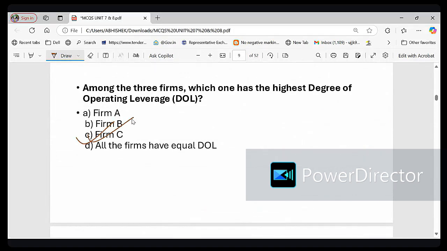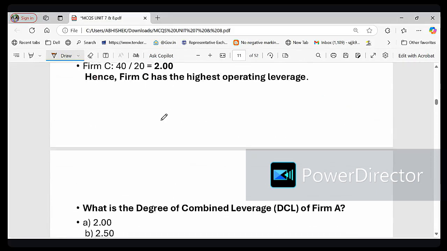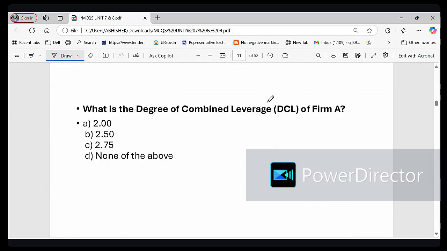I hope it is clear now. So firm C is having the highest DOL. Now let's see the last question. What is the DCL of the firm A? That is called degree of combined leverage, right? This is the third last question. The options are 2, 2.5, 2.75, and option D, none of these. What do you think about the DCL?